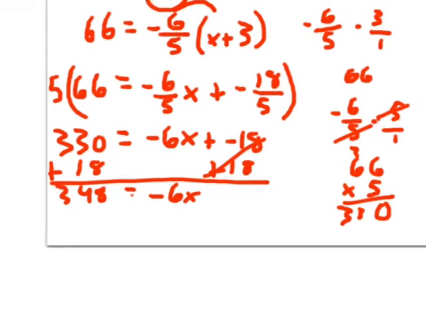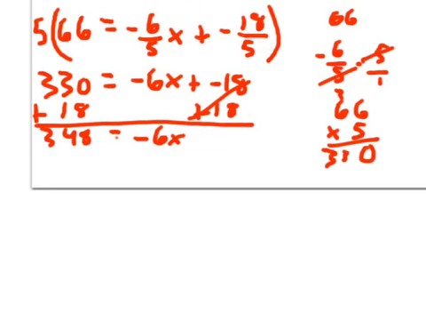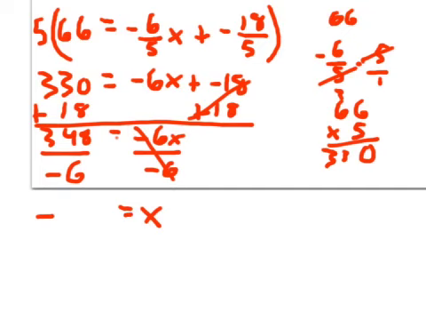Now I've got to get the variable by itself. So to do that, I'm going to divide by negative 6 on both sides. And these cancel. And I get x. And a positive divided by negative is a negative. And 348 divided by 6 is 58. So negative 58 equals x. You know I like you to turn those things around. So x equals negative 58.